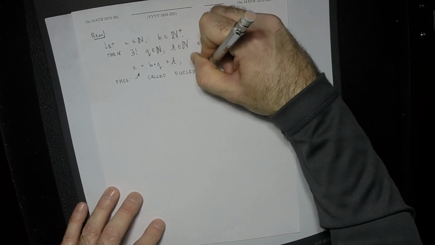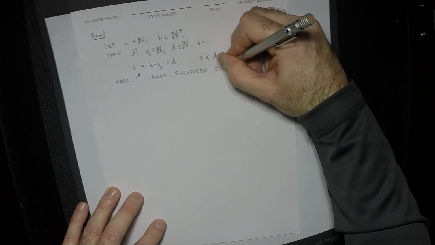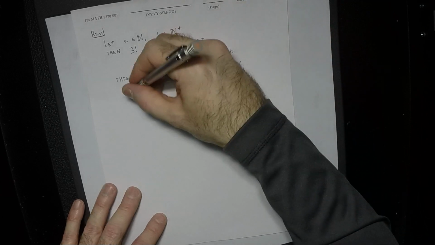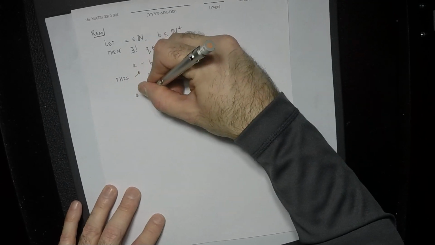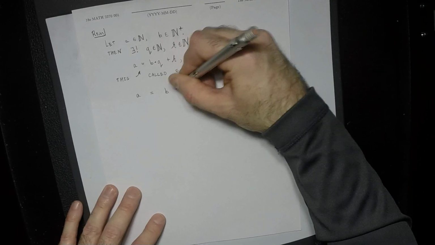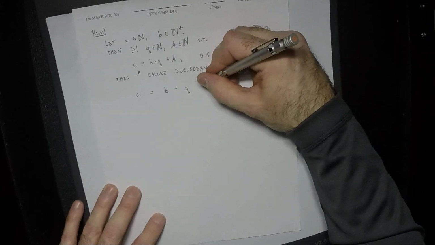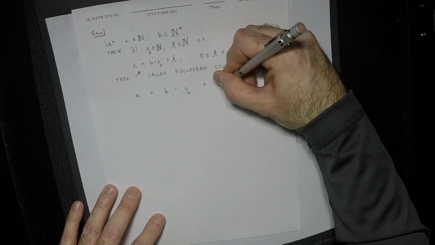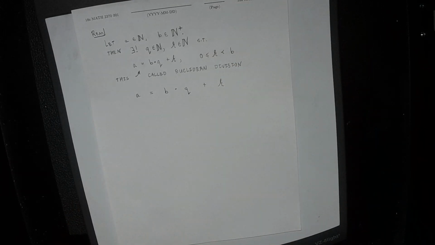Euclidean division. And the individual items each have a name. So A is B multiplied by Q plus R. I'm writing it a little bit expanded so that I can make the names clear.